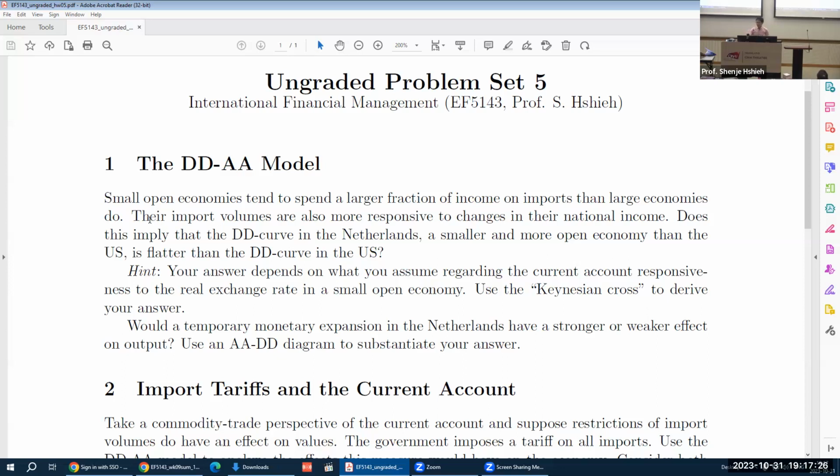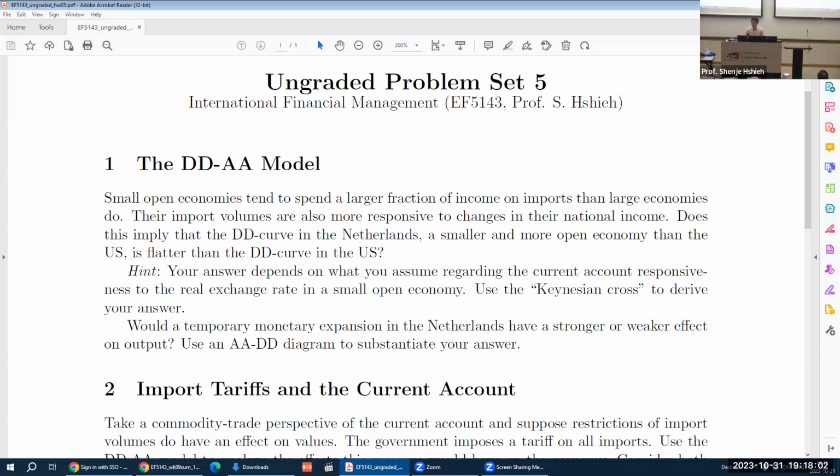Second sentence: their import volumes are also more responsive to changes in their national income. So again, another sentence, another description of their import behavior relative to the other country. And what should be clicking in your head is, okay, how do I convert this sentence to another mathematical expression? Right. But anyways, we'll walk through it. But let me get through the question. Does this imply that the DD curve in the Netherlands, a smaller and more open economy than the US, is flatter than the DD curve in the US?